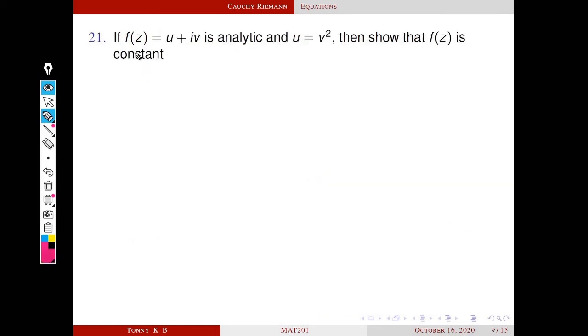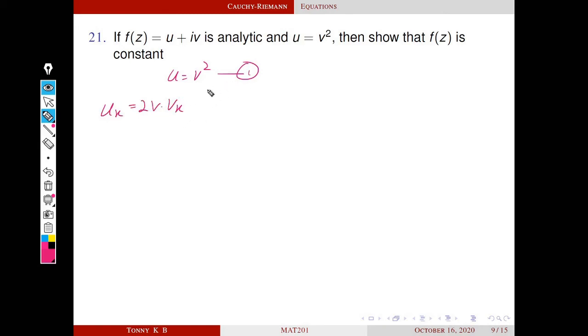Okay. Next problem. If f(z) equal to u plus iv is analytic and u equal to v square, then show that f(z) is a constant. That means we have to show that u and v are constants. So given that u equal to v square, we denote this as equation number 1. We differentiate this equation with respect to x and y. First we differentiate equation 1 with respect to x. Then we get ux equal to 2v into vx.